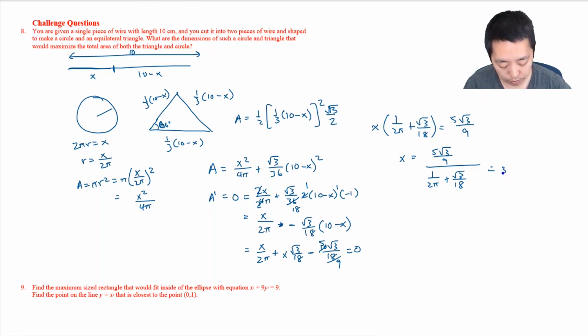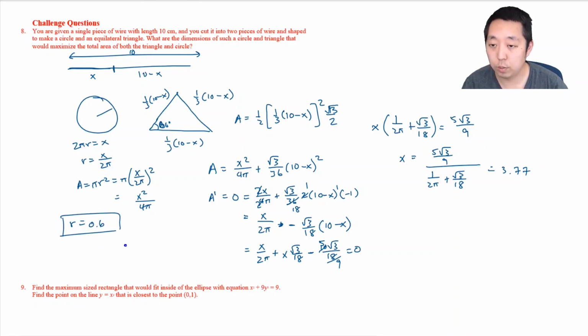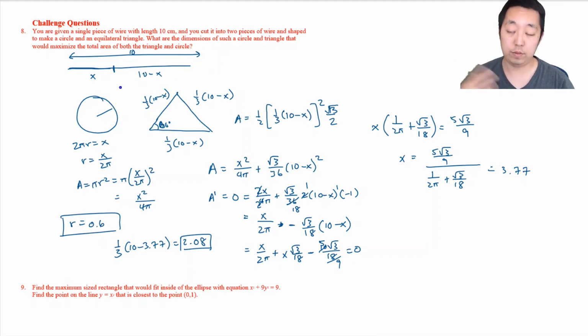This ends up being 3.77. So that means my r is going to be x over 2 pi. 3.77 divided by 2 pi, I'm going to get 0.6. So the radius is 0.6, and then the sides of the equilateral triangle is going to be 1/3 of 10 minus 3.77, which is 2.08. Okay, so those are the dimensions of the triangles if you were to maximize it like that.